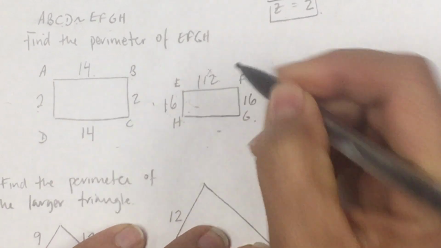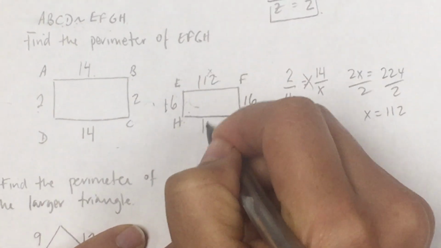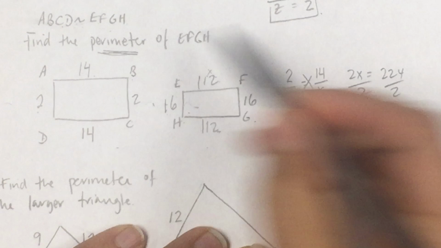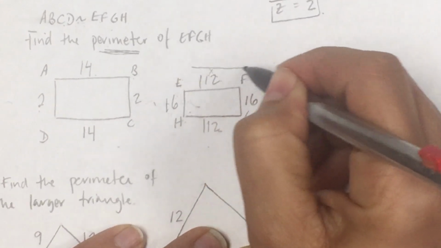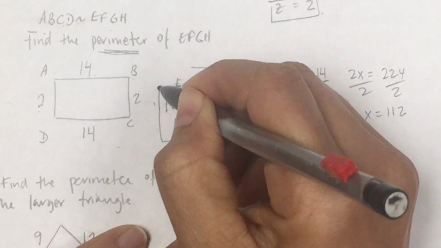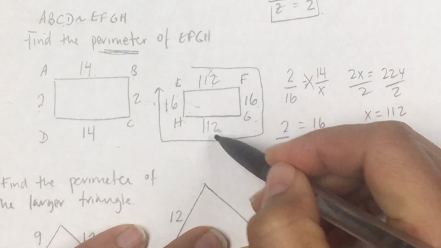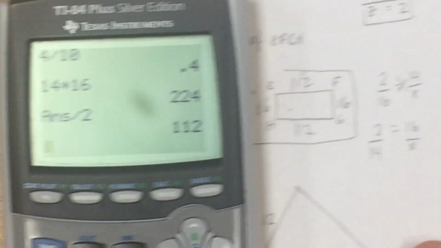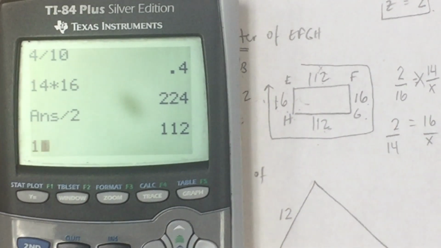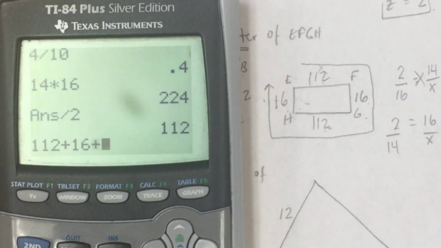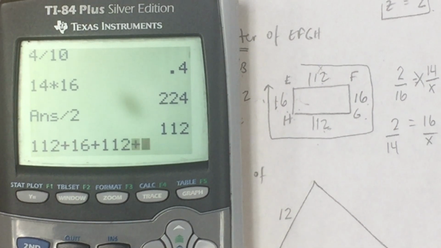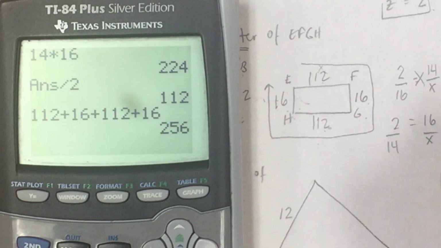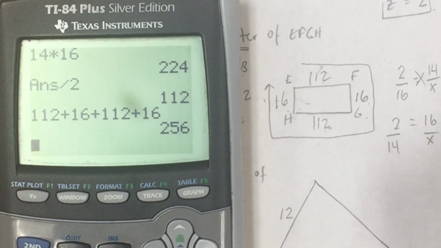So if this is 112, because it's a rectangle, this also is 112. Now perimeter is when you add up the whole outside. So 112 plus 16 plus 112 plus 16. So the perimeter is 256.